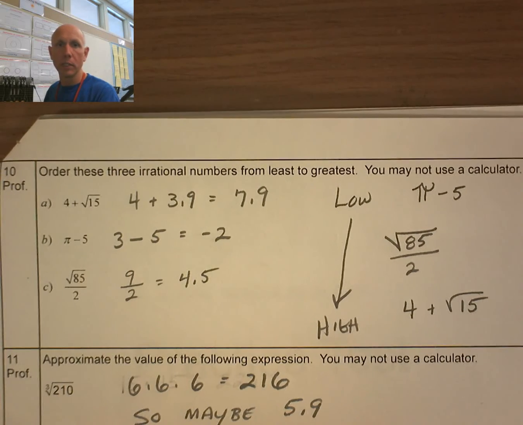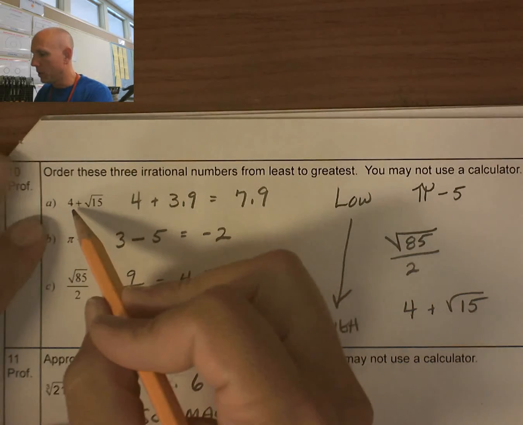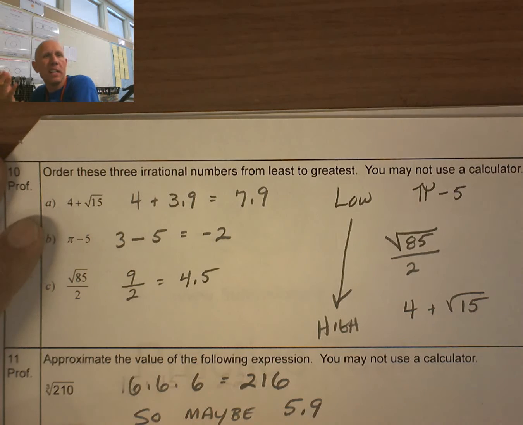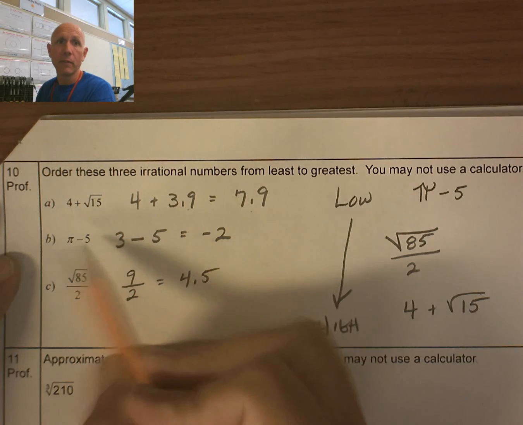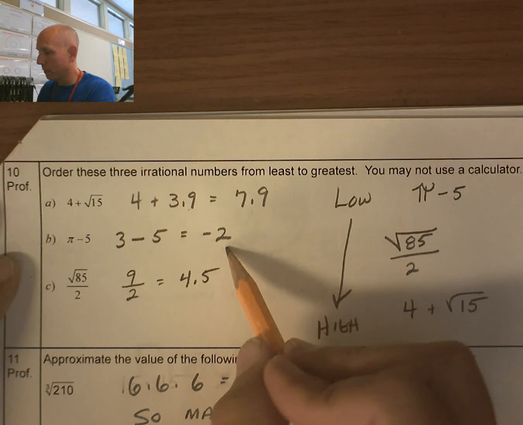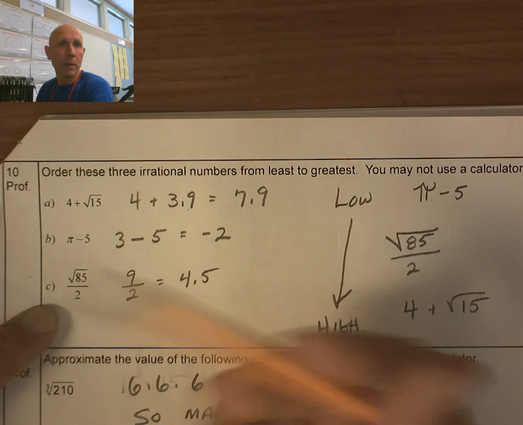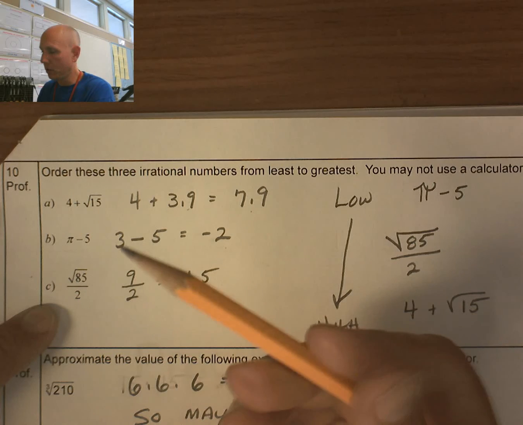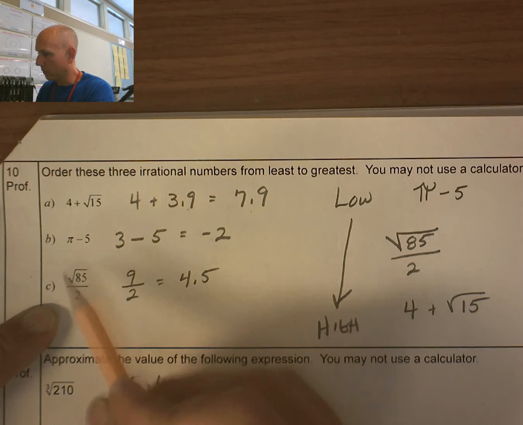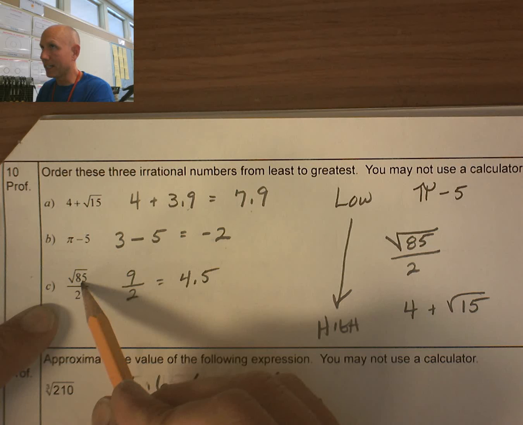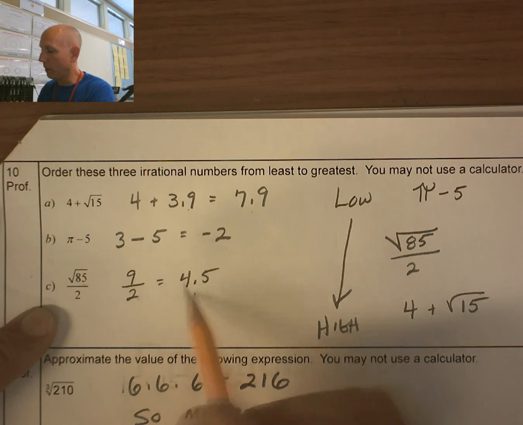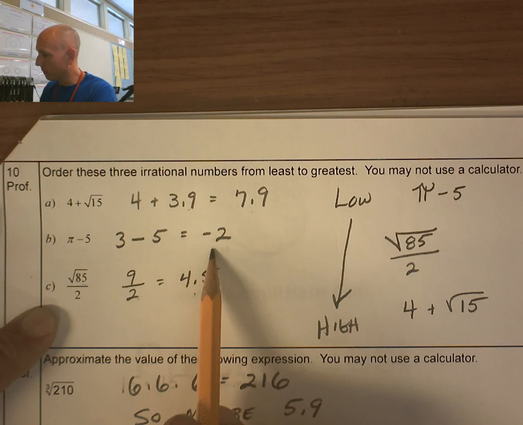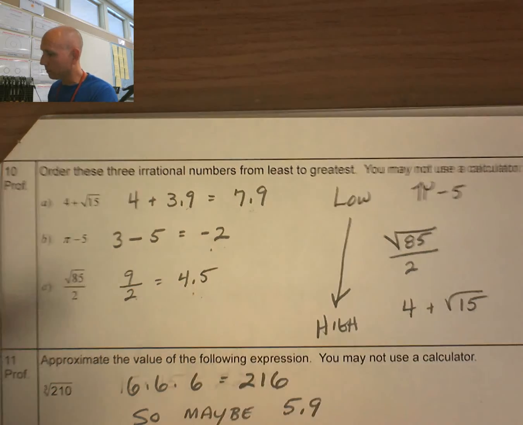Order these numbers from least to greatest. Well, this is 4 plus the square root of 15. Square root of 15 is a little bit less than 4, so I'm going to go with 3.9. Add them together, I get 7.9. Pi minus 5, well, that's about 3 minus 5, which is negative 2. Square root of 85, well, that's a little bit bigger than the square root of 81, so maybe 9.2. Oh, okay, that's 9. So I said this is about the square root of 9 divided by 2, which would be about 4.5. So let's order it. This is the smallest, then this guy, then that guy.